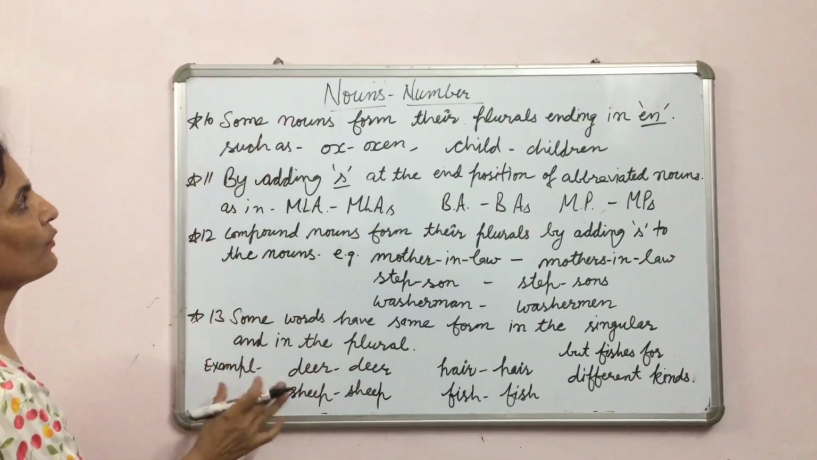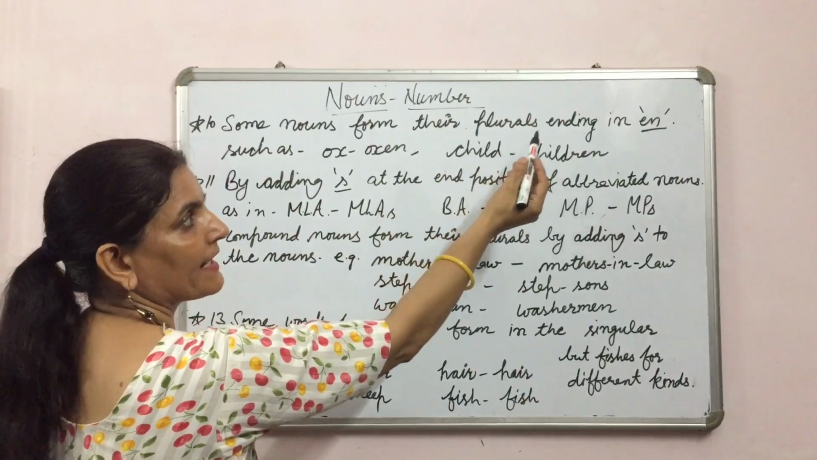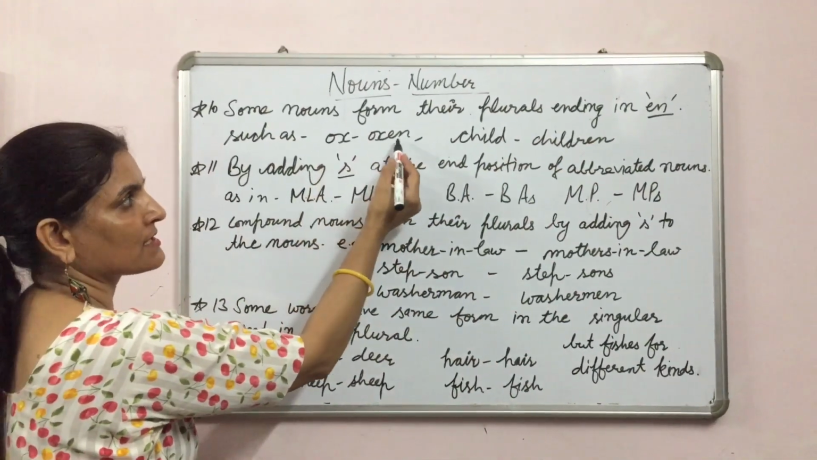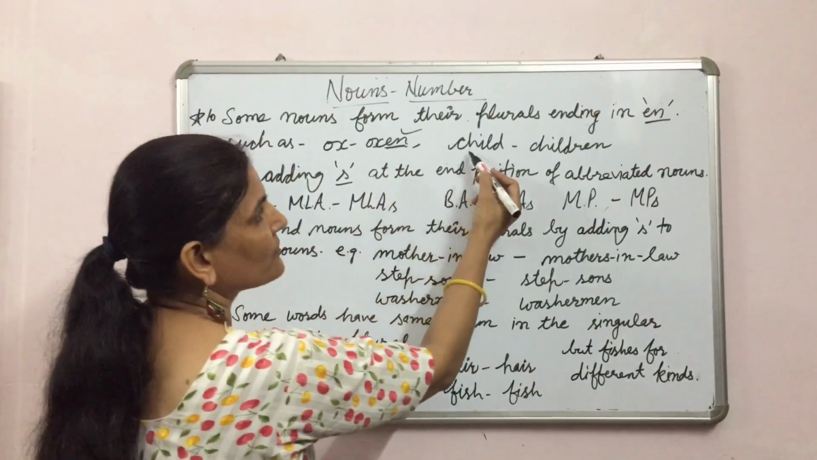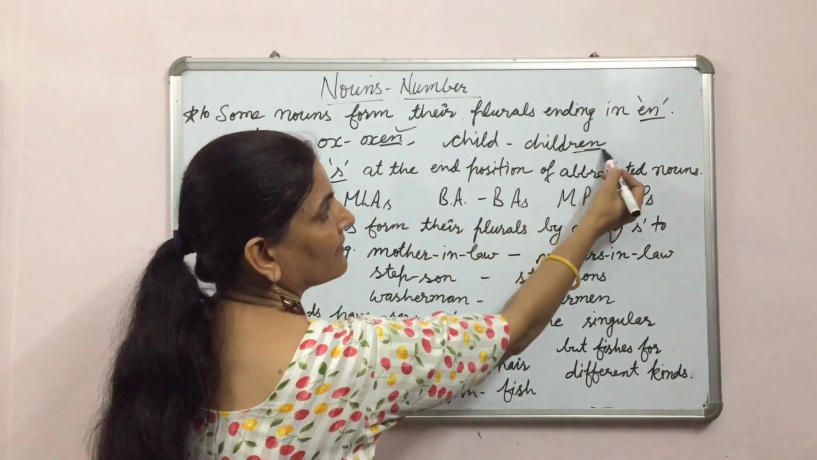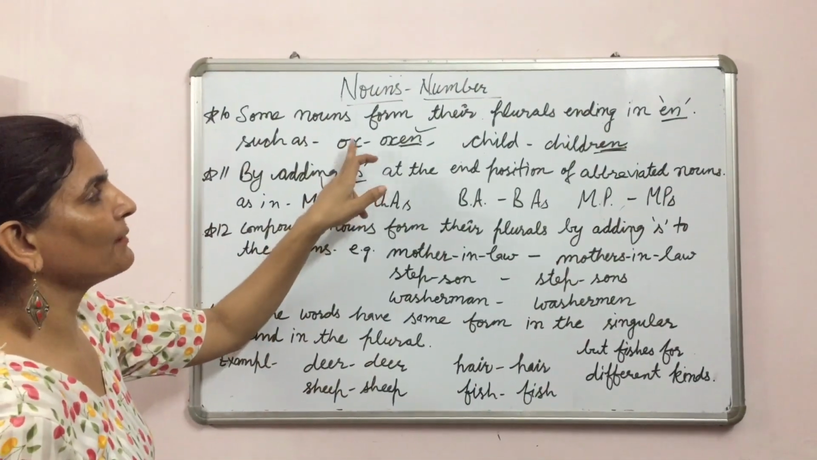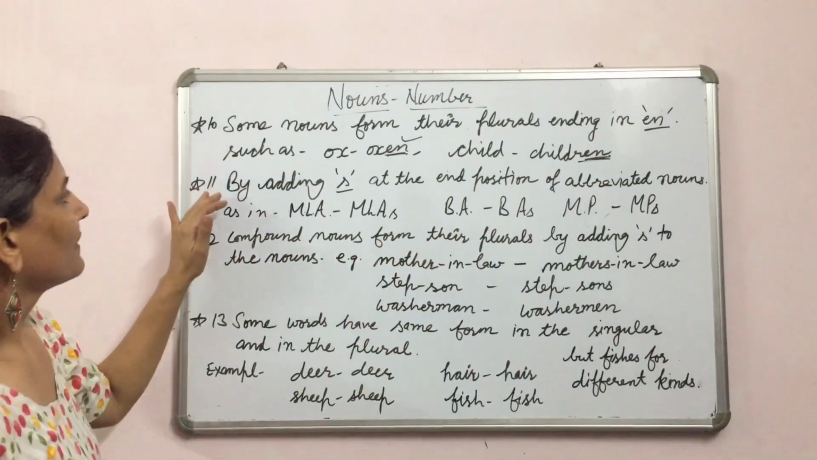Let us see some more examples. Some nouns form their plurals by adding en, such as ox, oxen. Child, children, en is also there, means we have made plural by adding en at the end.